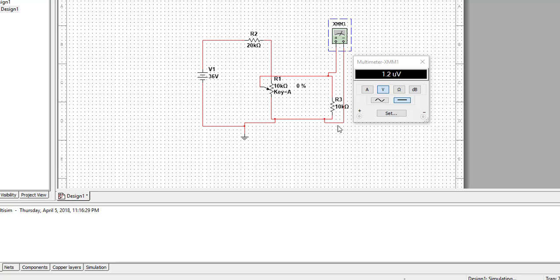Okay, I hope this helps a little bit in reinforcing the concepts of the potentiometer and how the voltage divider with a potentiometer works. See you in a different example.